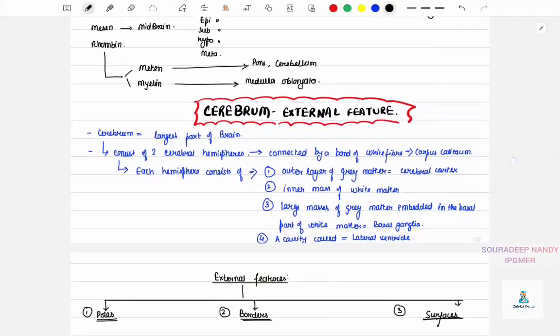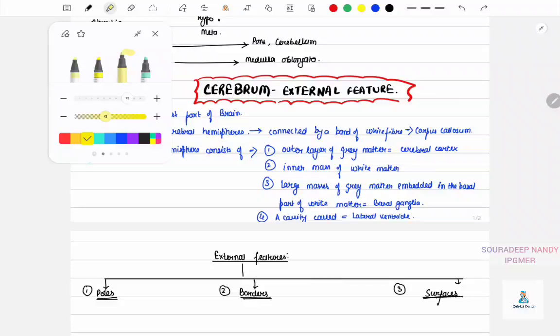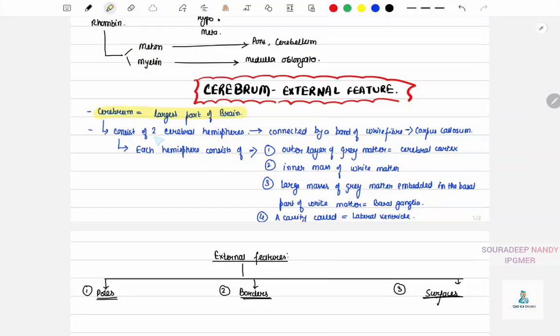Okay, now let us come to the external features of the cerebrum. The cerebrum is the largest part of the brain. It consists of two cerebral hemispheres, which are connected by a band of white fibers known as the corpus callosum. Each hemisphere consists of an outer layer of grey matter called the cortex, an inner mass of white matter, large masses of grey matter embedded in the basal part of the white matter, which are called basal ganglia. Why? Because these are collections of grey matter, that is ganglia, and they are within the basal part of the brain, that's why basal. And there is a cavity called the lateral ventricle.